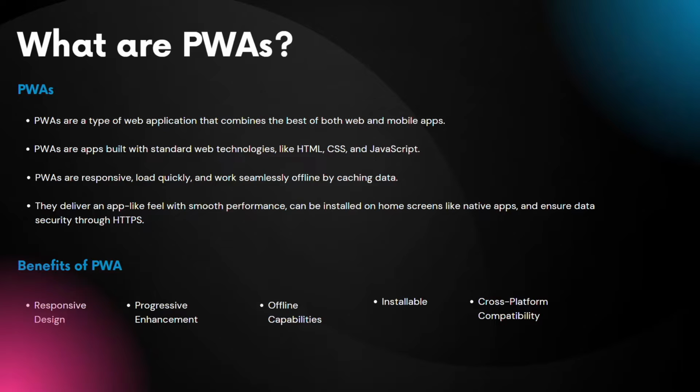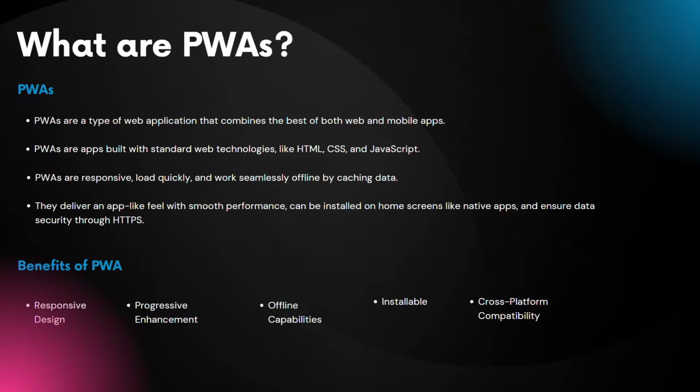What are PWAs? PWAs or progressive web apps are a type of web application that combines the best of both web and mobile apps. Progressive web apps are web applications that are built using standard web technologies such as HTML, CSS, and JavaScript. This allows developers to create PWAs using familiar web development tools and languages. PWAs use these technologies to provide an app-like experience in the browser, making them accessible on a wide range of devices and platforms without the need for platform-specific development tools or languages.